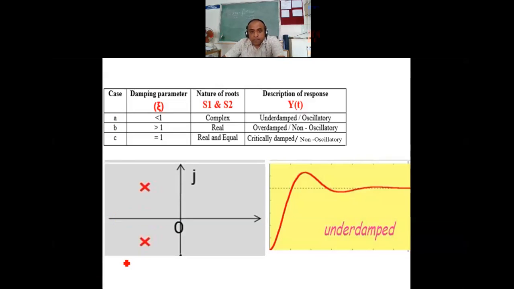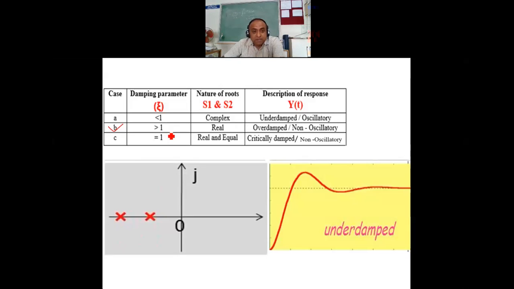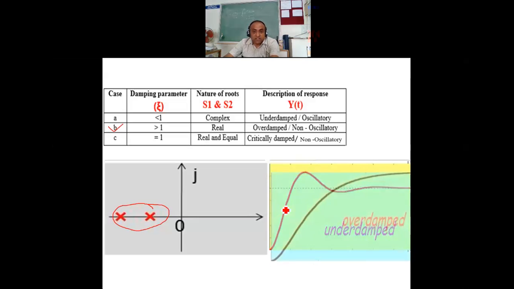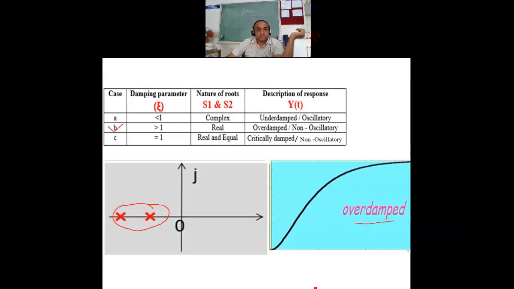If I go to case 2, if xi is greater than 1, roots are real. What do you mean by roots are real? Roots are real and distinct. Please have a look. So roots lie on the left hand side of the imaginary axis. Such a system we call overdamped, and it is non-oscillatory. See there, this is overdamped. So real roots you get, and they are distinct. They lie on the left hand side of this imaginary axis or j axis.